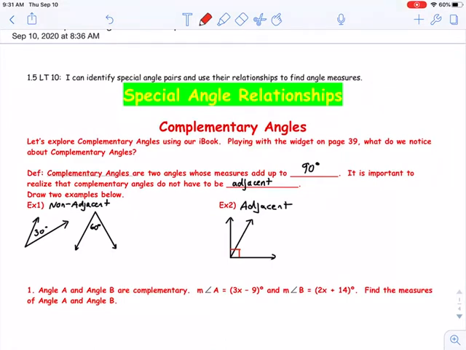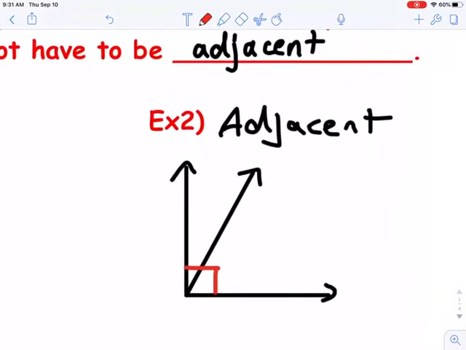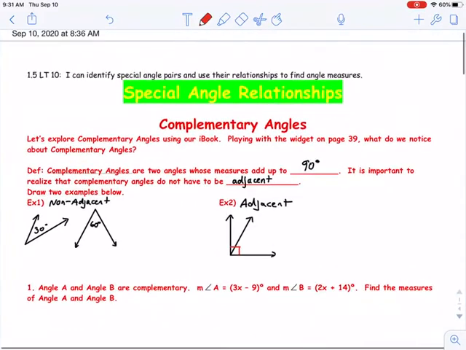People say you can remember complementary angles because it's the right thing to do. Get it? Compliments. It's the right thing to give compliments at a right angle. Haha. Anyways, enough with the jokes.